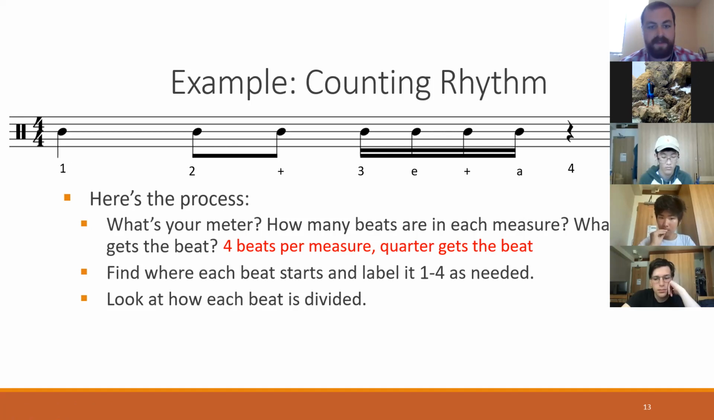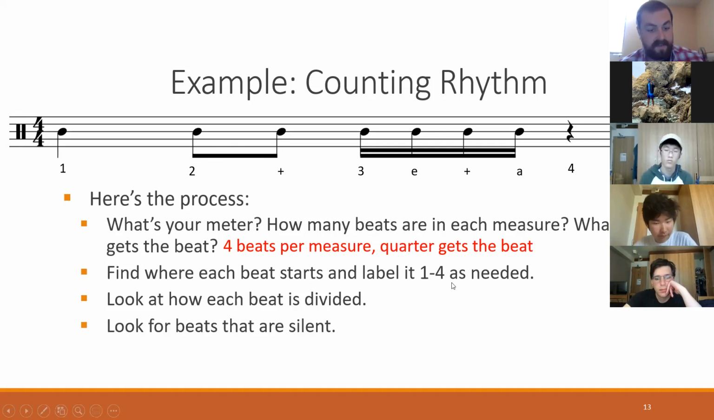Next, look at how each beat is divided. So the second beat divides into 2, therefore we can go 2 and. Your third beat divides into 4, therefore we can go 3 E and A. So this rhythm would be this: 1, 2 and, 3 E and A. And then we rest on 4.